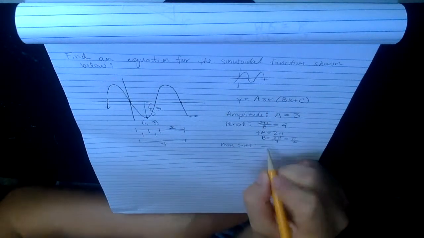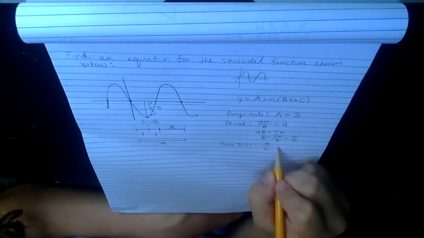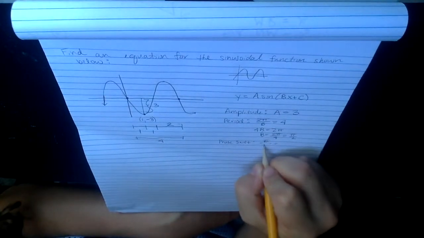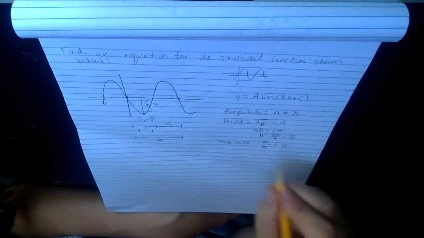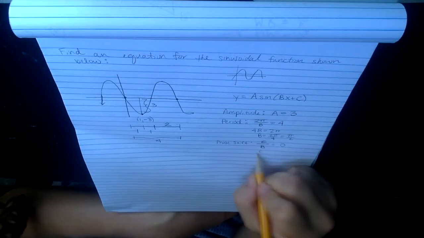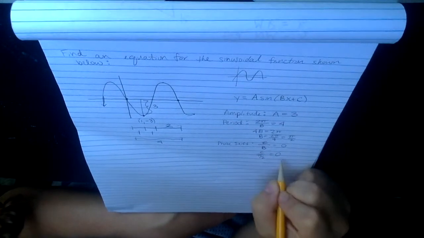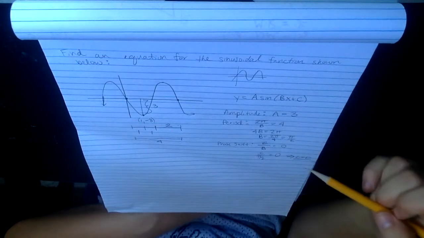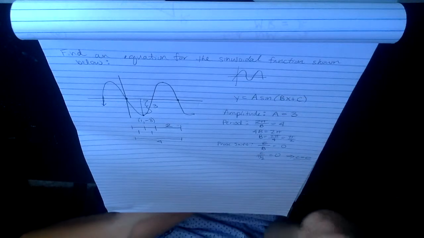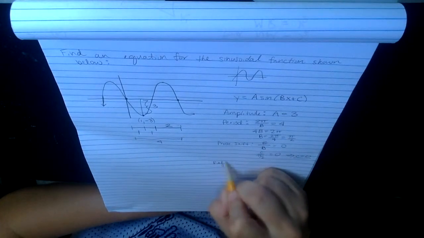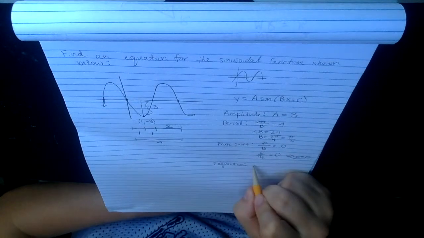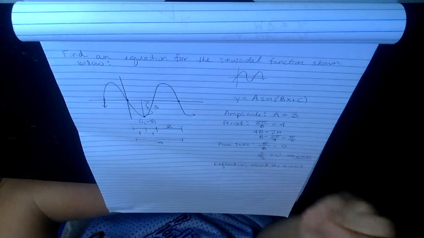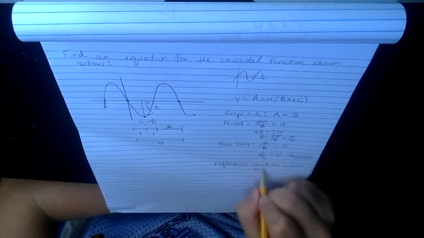Okay, so remember that the phase shift is c over b. So this is 0. When I plug in what value I know b is, I get c over pi over 2 is equal to 0. This tells me that c is equal to 0. Okay, so we found a, b, and c. Now all that's left is to find out whether there's a reflection. And there is. The reflection is about the x-axis. So that tells us that the last thing we're going to do is put a negative in front of a.